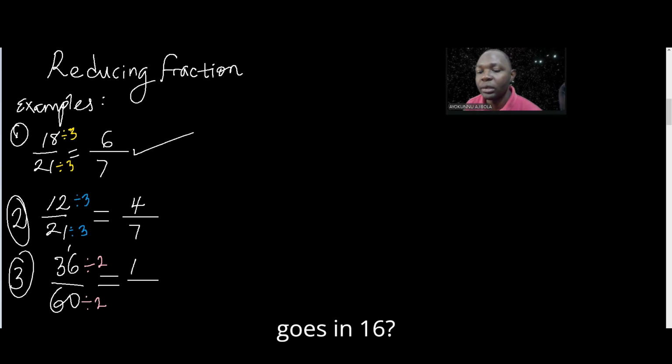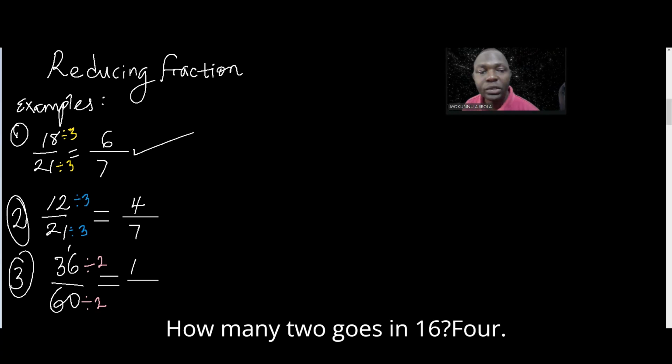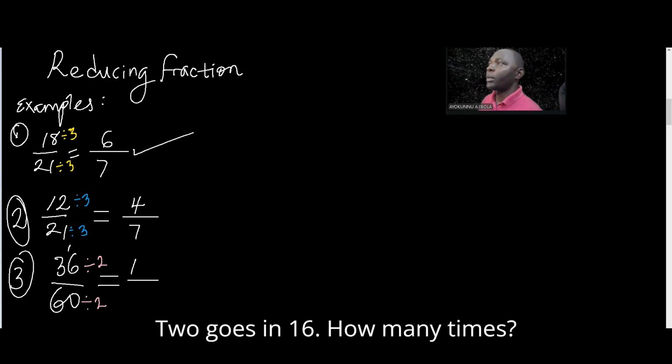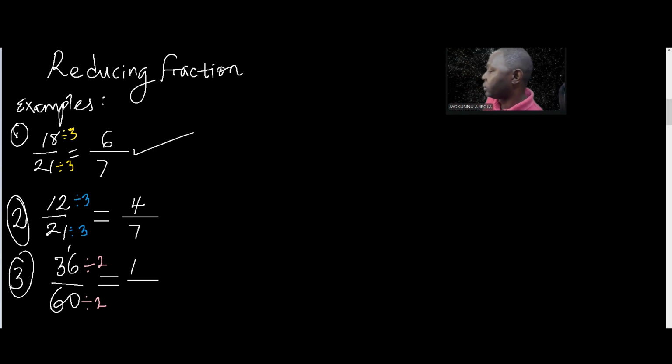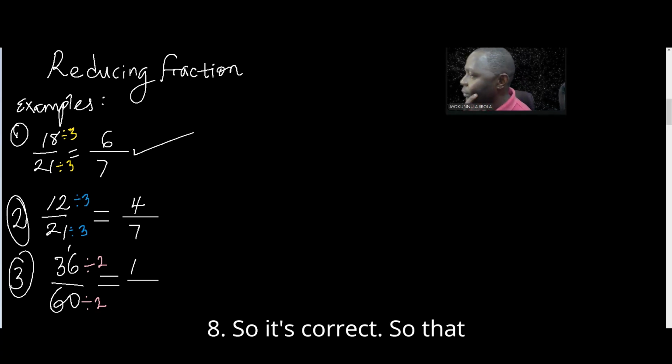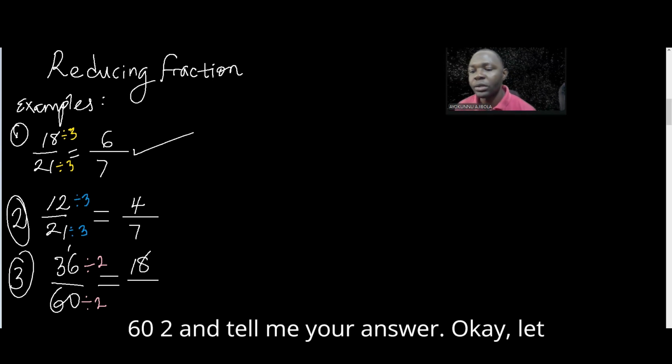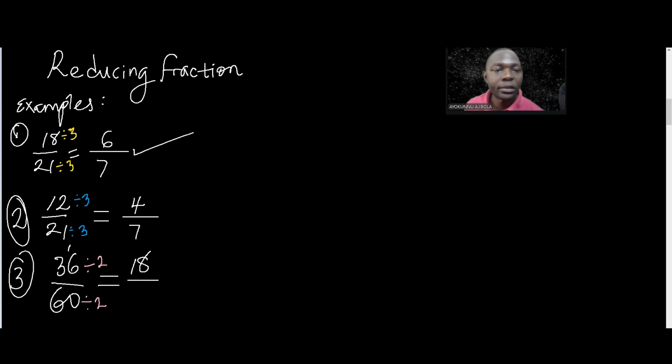How many 2 goes in 16? That's 8. So that means 36 divided by 2 is 18. Now do 60 divided by 2 and tell me your answer.